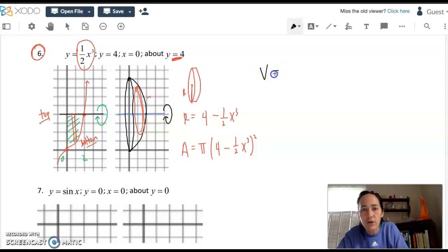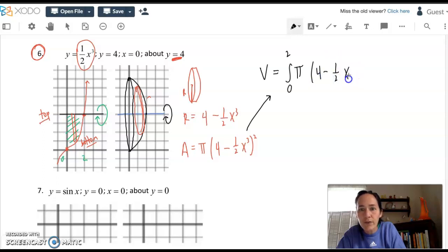We're going to find volume. We're working in terms of x's from 0 to 2 horizontally, this shape spans. Of this area expression that we're going to carefully FOIL in a second, 4 minus 1/2 x to the third, squared. Like that. Leave the pi on the outside. Do some simplifying before you take an integral. Definitely carefully simplify the inside.